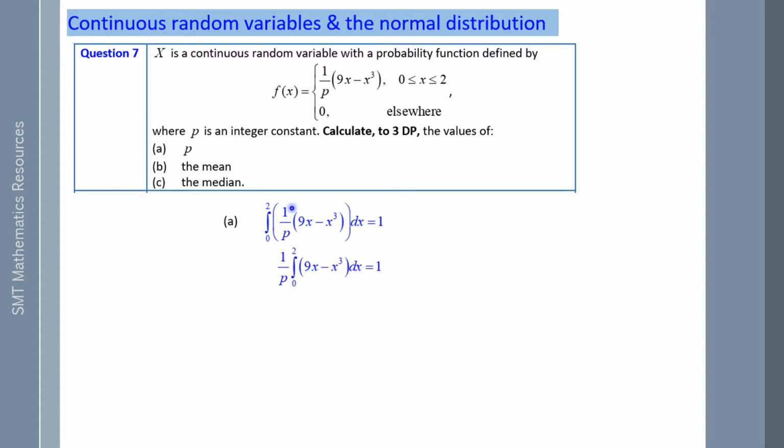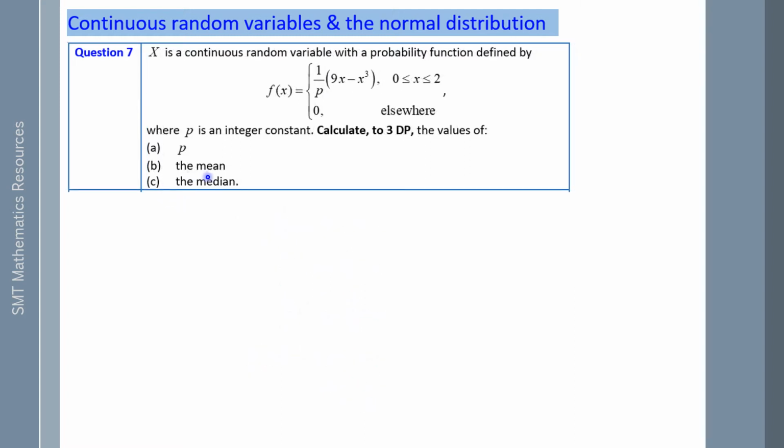We're going to take out this constant 1 over p, this coefficient, and now integrate the 9x take x cubed. Applying the power rule, x becomes x squared, we've got to divide by 2. X cubed becomes x to the 4, we divide by 4. This 1 over p, the opposite of dividing by p is to times by p. Left hand side, we evaluate by subbing in the terminals. The lower one is 0, which is going to be 0. If we sub in 2, like I have here, and get a calculator, we're going to have 18 take 4, which is 14, and our p-value is now found.